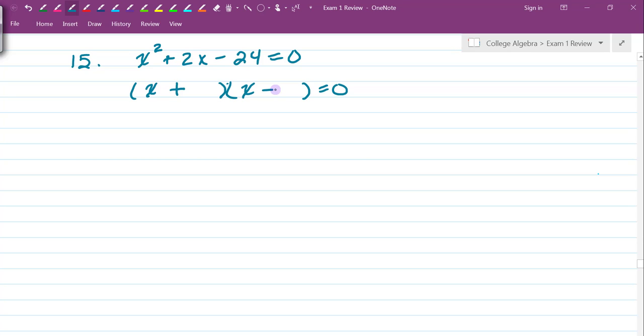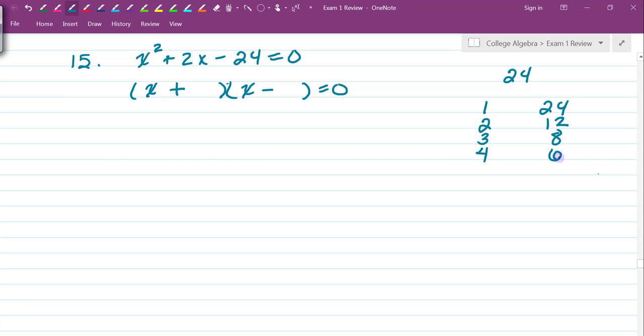Now we need to find the factors of 24. So we're going to write 24 right here, and write down all the factors. 1 and 24 is a factor. 2 and 12 is a factor. 3 and 8 is a factor. 4 and 6 is a factor. And those are all of the factors.